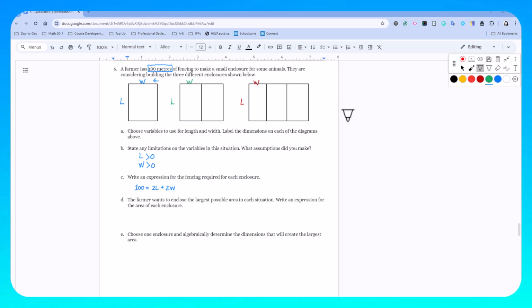For the green one, we're going to say, same idea, there has to be 100, but now there are 3, oops, that's an equal sign, 3 lengths, but there's only 4 widths. And then for the red one, still 100, just got to make it stretch, has to be 4 lengths, but it has to have 6 widths. So we have all of these different versions for each different kind of enclosure.